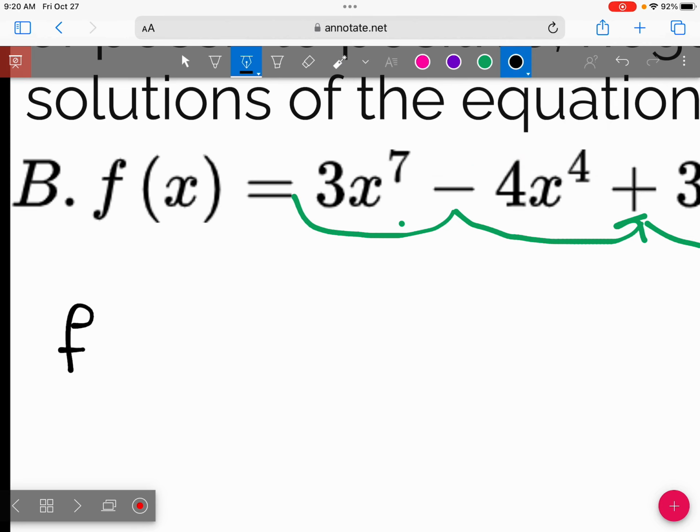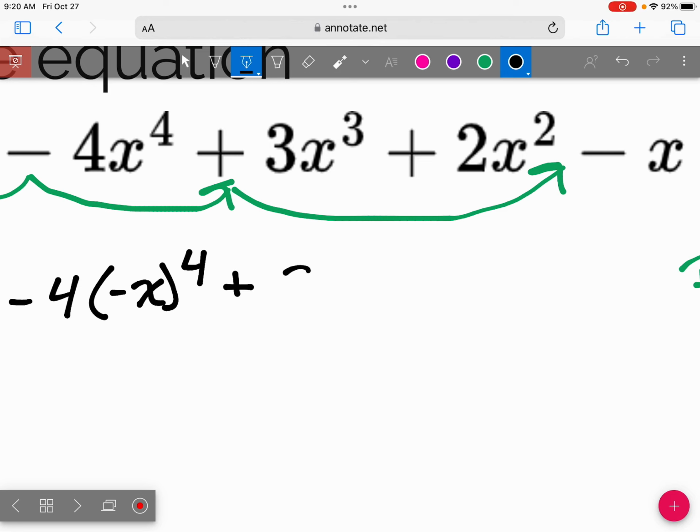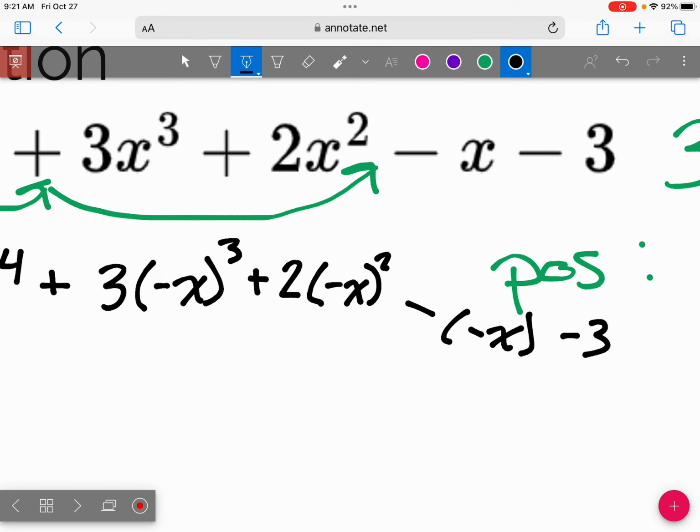So we're going to do f of the opposite of x. Substitute that in. Three times the opposite of x to the 7th minus 4 times the opposite of x to the 4th, 3 opposite of x cubed plus 2 opposite of x squared, minus the opposite of x minus 3. You can tell I zoom in a little bit too far and I run into the stuff I've written.